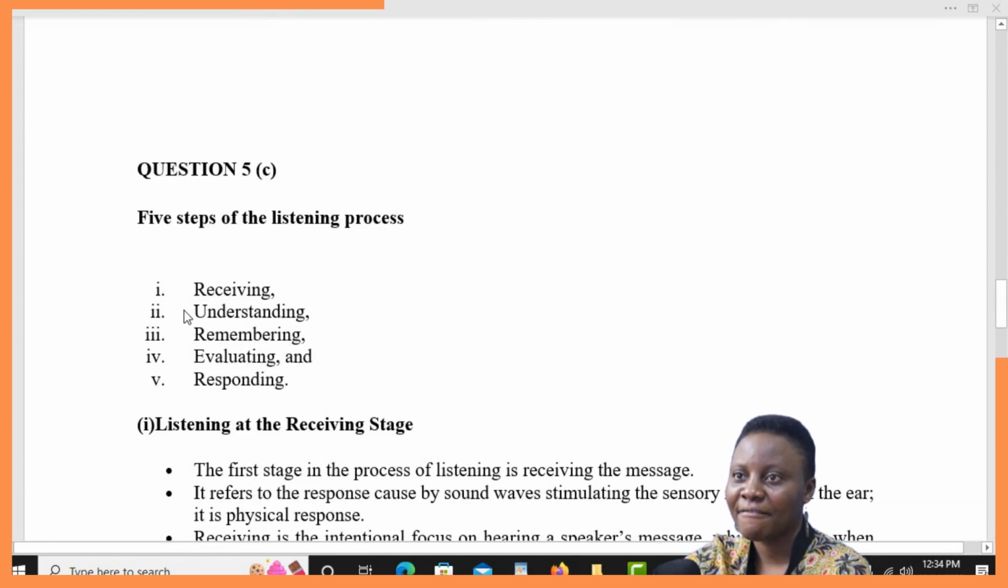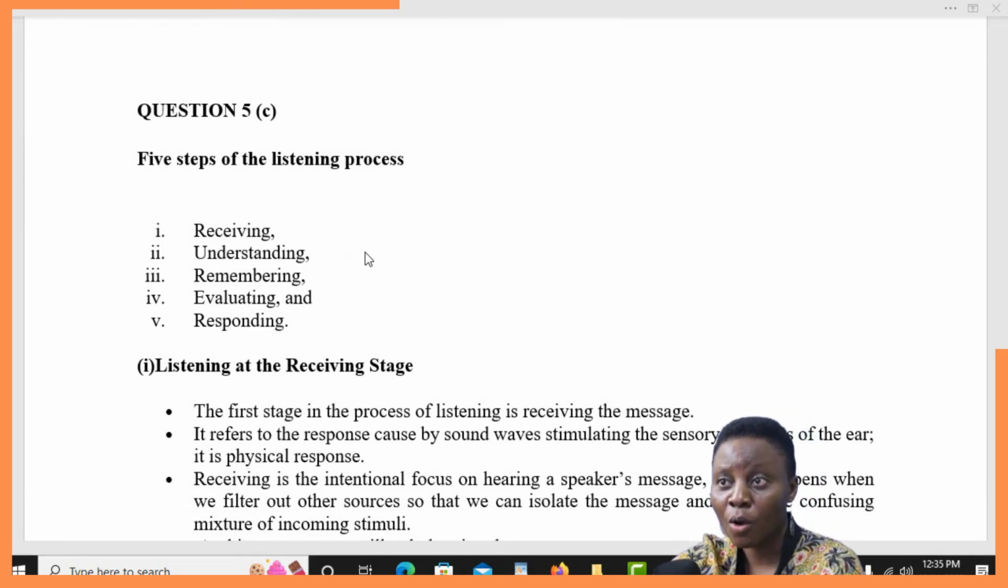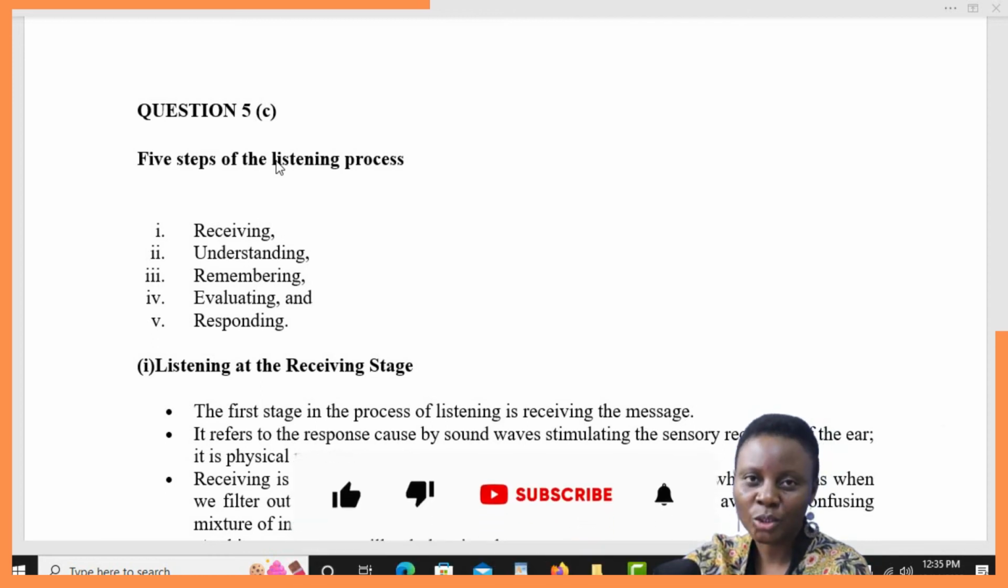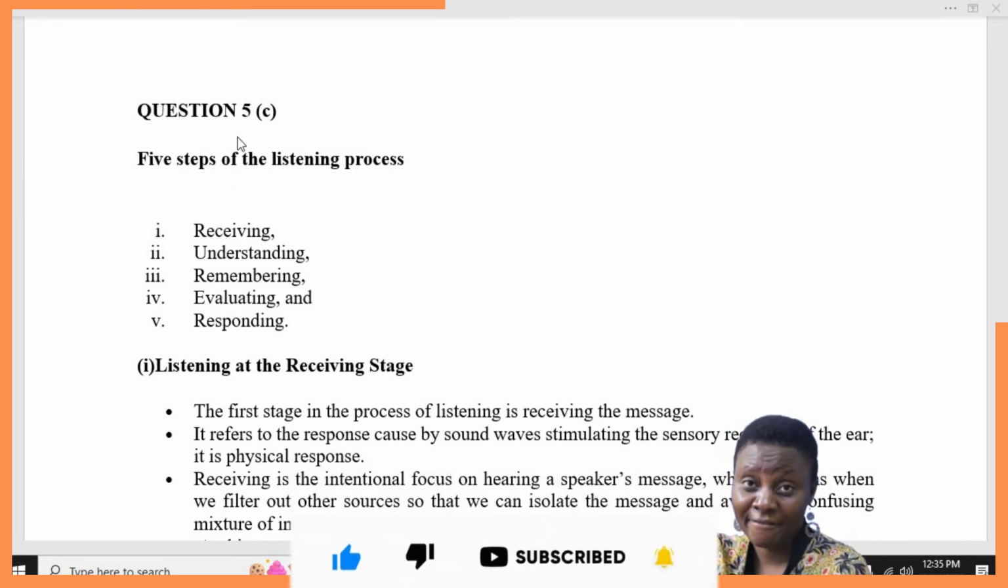Then lastly, we have 5C. In 5C, we are looking at the 5 steps of the listening process. Listening is something that is very important when it comes to communication, because without listening, communication becomes ineffective.